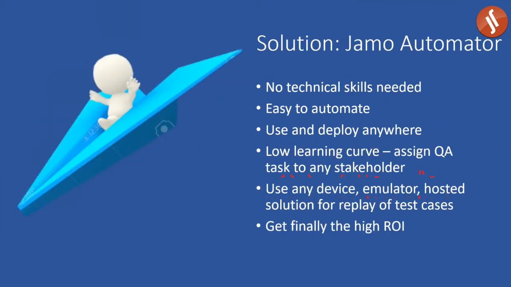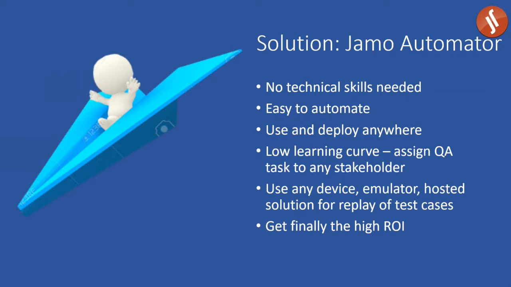Jamo Automator is the new solution whereby no technical skills are needed to automate UI test cases. The tool creates scriptless automated test cases. Reading, modifying, and execution of these test cases is very simple. The automation engineer only needs to focus on the functionality under test, and stakeholders involved in the development and delivery of the app can create, read, and maintain the test cases. This gives high flexibility in the allocation of the test-related resources.